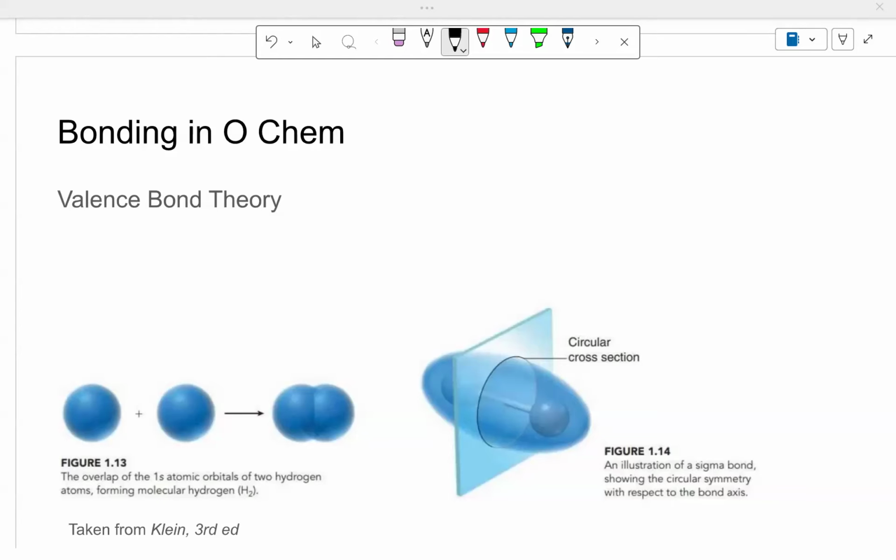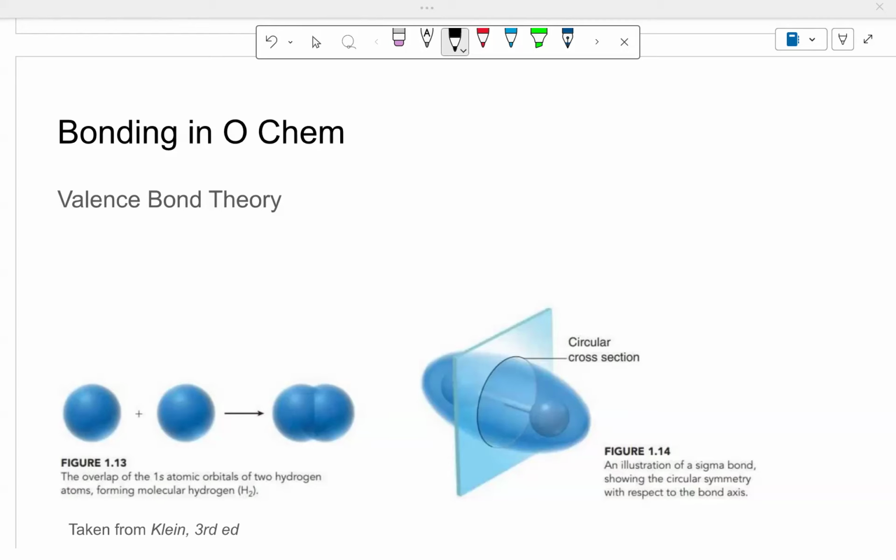All right, in this lecture, we're going to take a look at the bonding within organic molecules. And to be perfectly honest, there really isn't any one theory that works perfectly 100% of the time, simply because organic molecules tend to be massive, they tend to be huge.